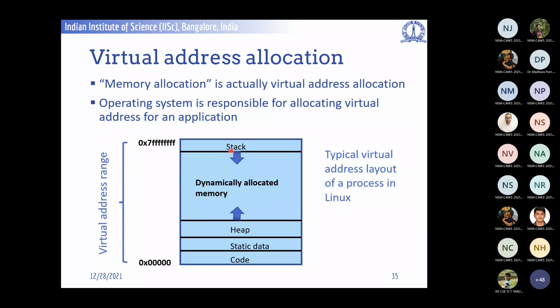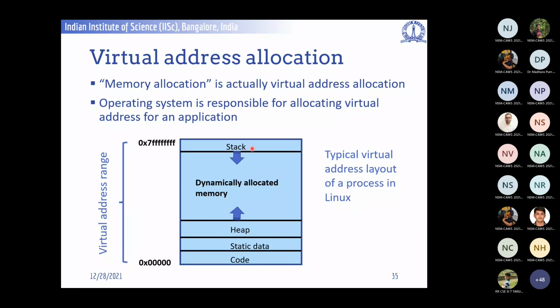Now, what does this virtual address space look like? This is a Linux example. This is a convention, nothing really fancy about it. But typically, you would keep the code, the static data, and say the heap portion in the lower part of the virtual address space.